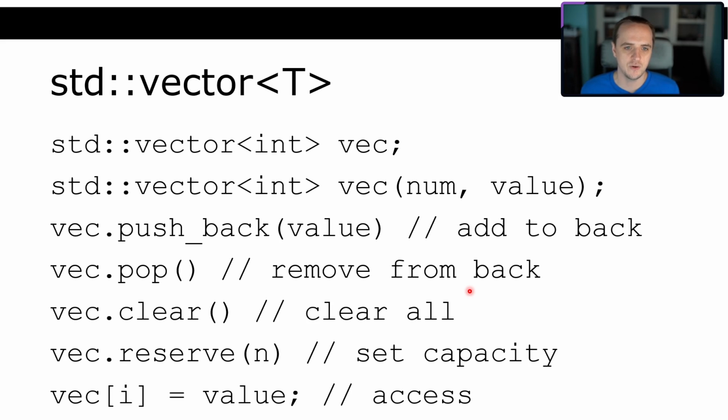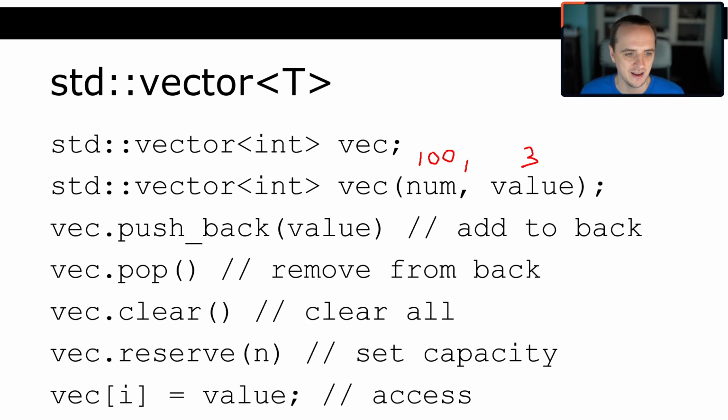Some functionality that we might use on a vector, and you can look this all up online. So if we have, for example, a vector of ints called vec, what we could do is we could use the vector constructor to say, I want some number with some values in there. So we could say, for example, std::vector<int> vec, I want 100 threes. So that vector would be initialized with 100 members, and they would all be equal to 3.